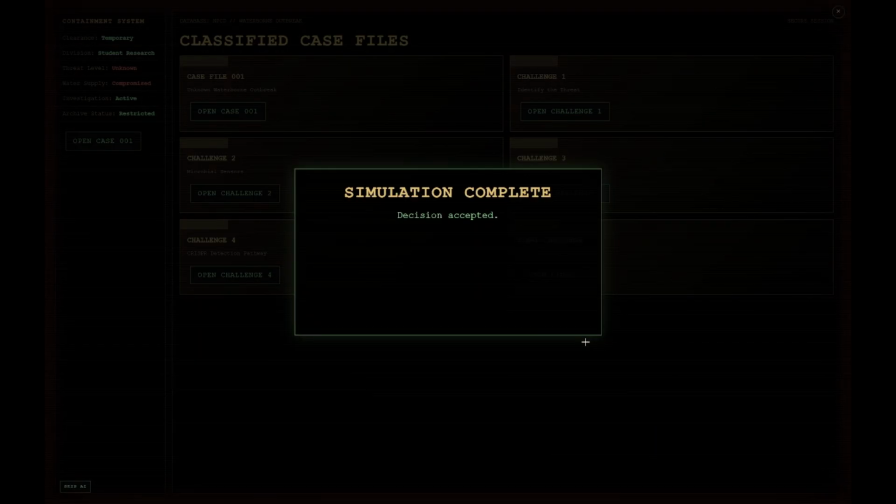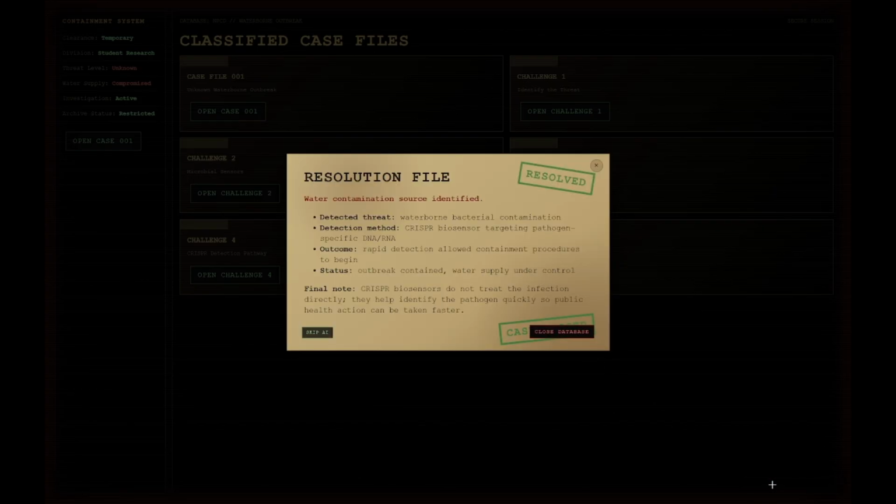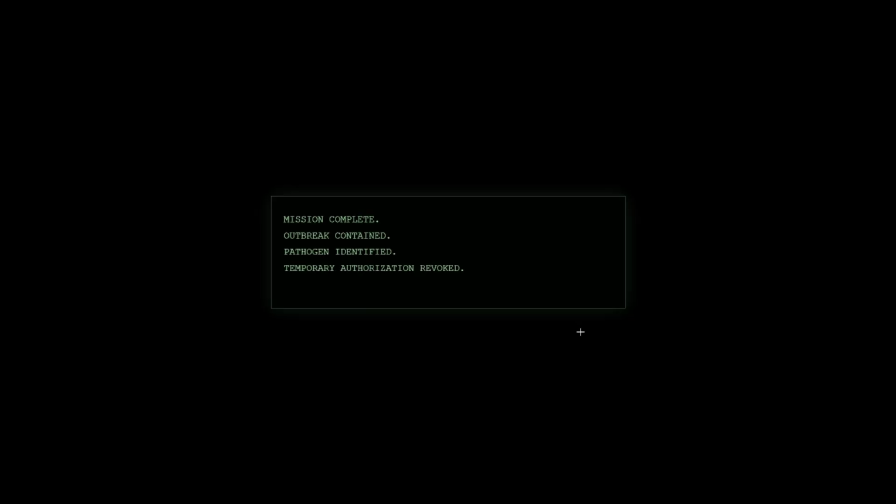Decision accepted. CRISPR biosensor deployment approved with further development. Outbreak contained. Exit unlocked. Simulation terminated. Resolution file opened. Waterborne bacterial contamination identified. CRISPR biosensor detection enabled rapid containment. Mission complete. Temporary authorization revoked. Goodbye.